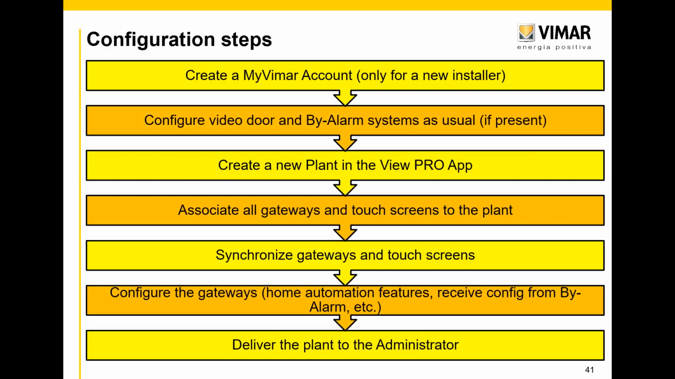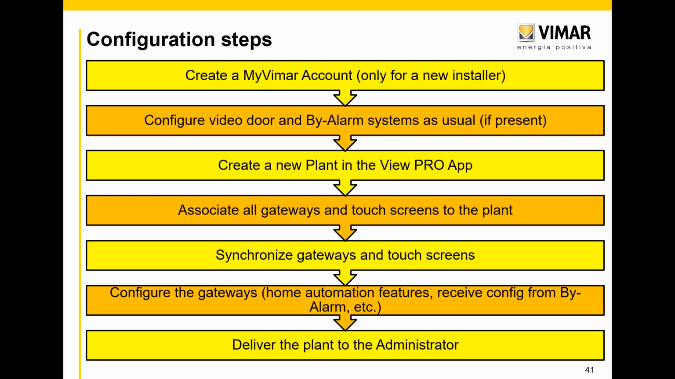So now let's move a little bit deeper into the configuration procedure. We have some steps to do. First of all, create the MyVMware account for the installer, if you have not yet. Just enter vmware.com and create your account. Configure the video door entry system and the buy alarm system as usual. Remember that the View Pro app does not configure the system, it configures the gateway of the door entry or the alarm. So the system has to be configured as usual.